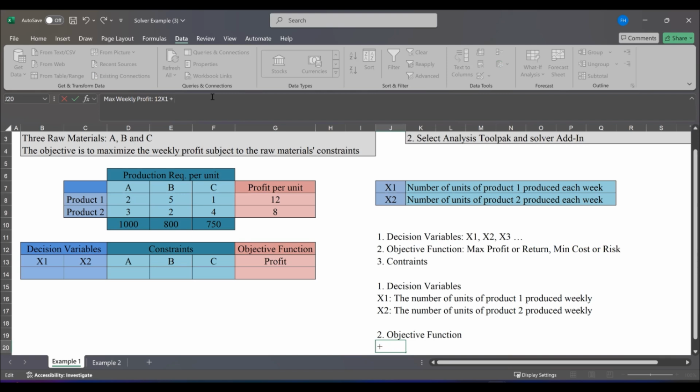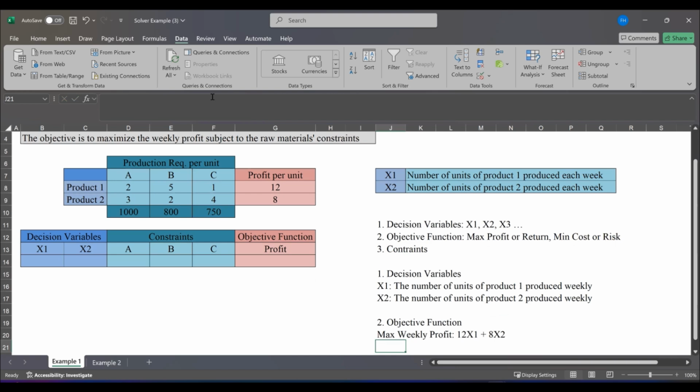Then I add the profit resulting from selling X2 units of product two. Here I'm making $8 on each unit of product two. I still don't know the values of X1 and X2, but once Solver generates a solution for X1 and X2, I can know what my actual maximum weekly profit would be. So for now, I'm going to write this as 12X1 plus 8X2. So this is for the objective function.